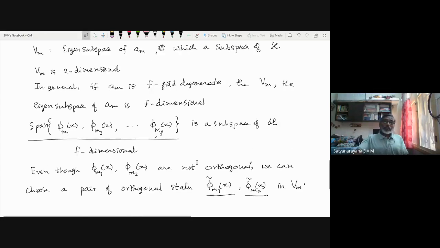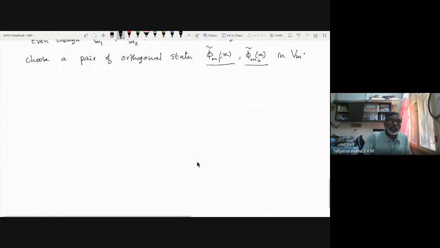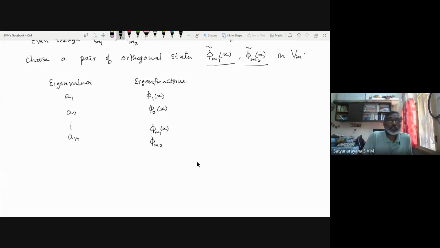And then, in my description of the states, suppose I write a tabular column of eigenvalues and eigenfunctions: A1 with phi 1 of x, and A2 with phi 2 of x. These are all non-degenerate. But when I come to Am, I have two states, phi m1 of x and phi m2 of x. So these are the two states corresponding to Am. Am is twofold degenerate. Now the point is that in the proof that we gave, phi 1 and phi 2 are orthogonal if the eigenvalues are distinct, they are always orthogonal. Only this we are not sure.